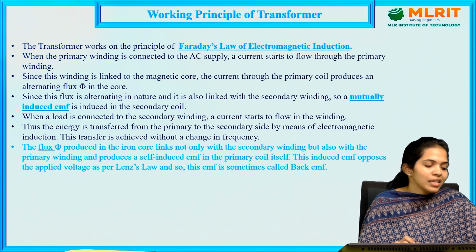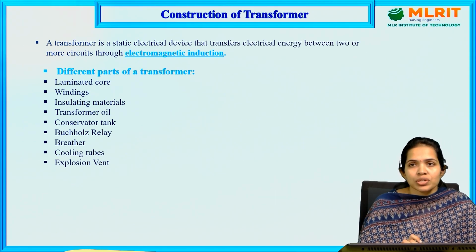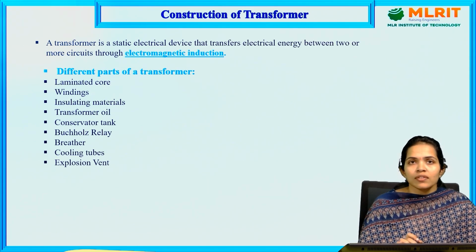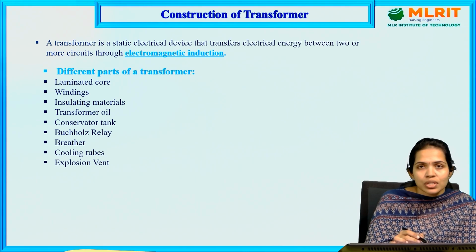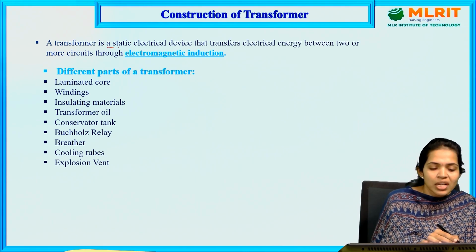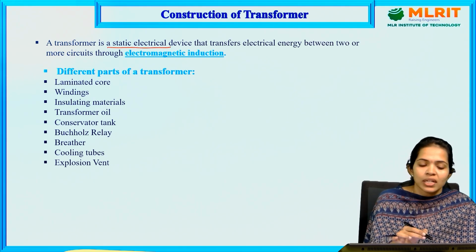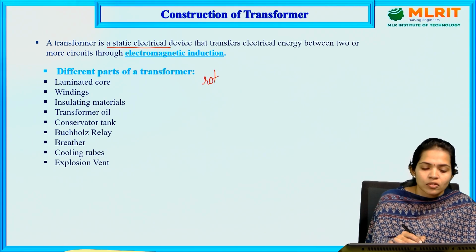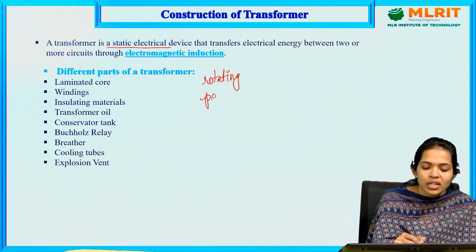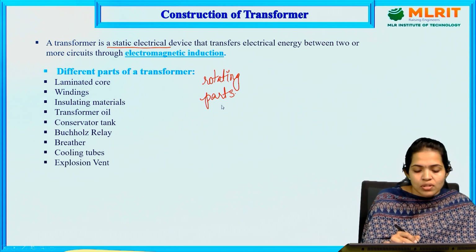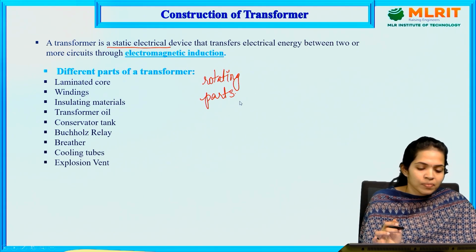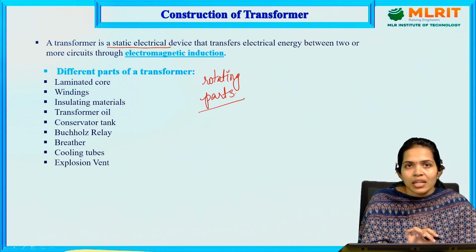Moving on to the next slide, we see the constructional features of the transformer and what the various parts in the transformer are and their respective functions. We are going to discuss them in detail under the construction of the transformer. As I told, the transformer is a static electric device, so it doesn't have any rotating parts. So it does not have any frictional losses or rotating losses or windage losses. So it is a static device. It does not have any rotating parts.